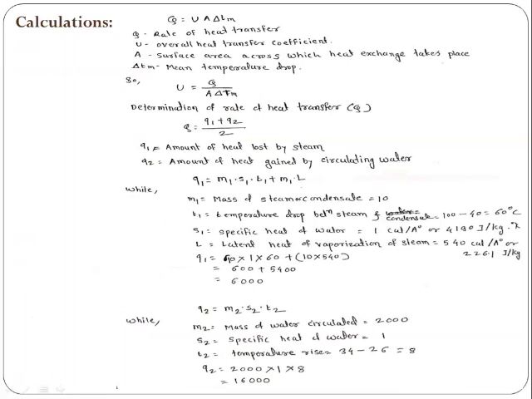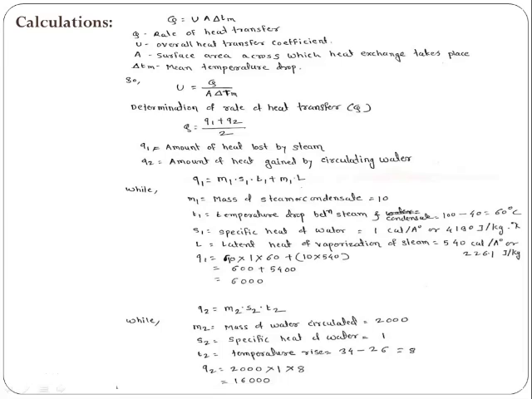Then calculation part, as we discussed earlier, Q is calculated by considering three parameters: overall heat transfer coefficient, surface area of heating and average temperature difference. Then by rearranging the equation, U is equal to Q upon A into delta Tm. Then Q is calculated by considering two parameters, that is heat lost by steam and heat gained by water. Therefore the equation becomes Q is equal to Q1 plus Q2 upon 2.